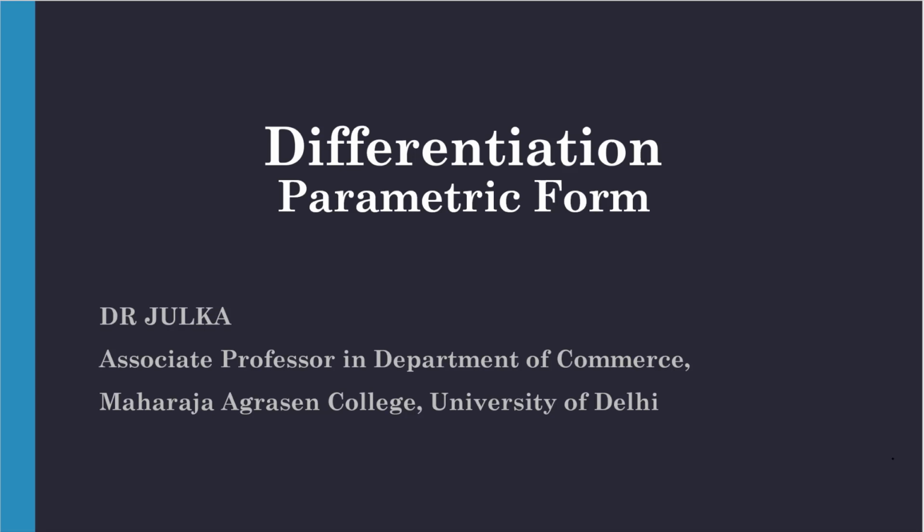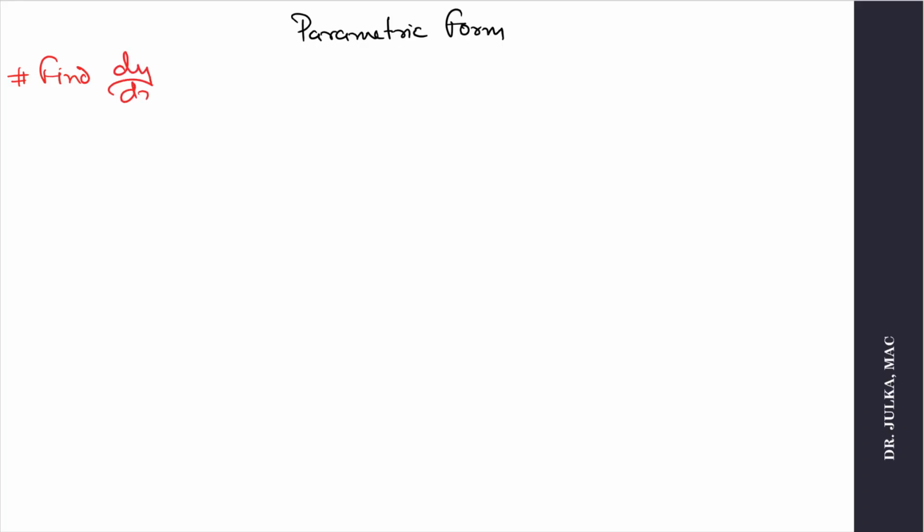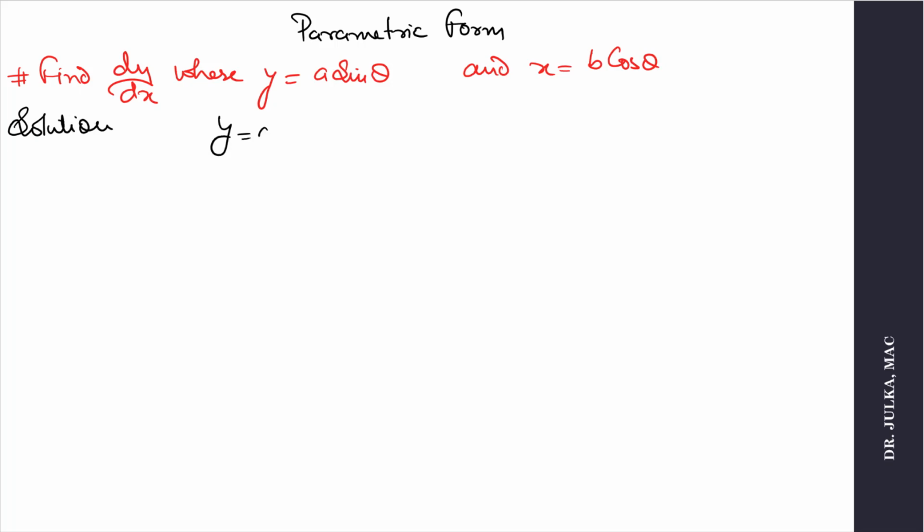Today in differentiation we will talk about how to differentiate a function when it is given in parametric form. Question 1. Find dy by dx where y equals a sin theta and x equals b cos theta. Here y and x both are functions of theta. So first of all we will differentiate with respect to theta.